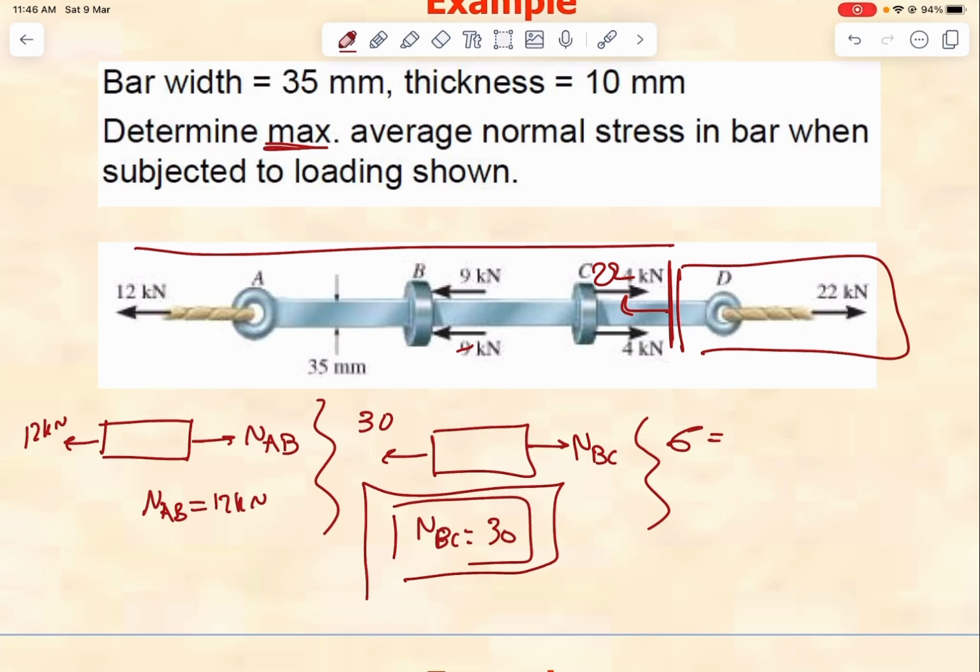So now I know that the equation of sigma is the normal force over the area. Now what is the normal force here? It's 30. This one is max, so this one must also be max. Over the area, which is 35 times 10 millimeter, so it will be millimeter squared. And this one is kilonewton, so multiply it by 10 to the power 3 in order to convert it to Newton.